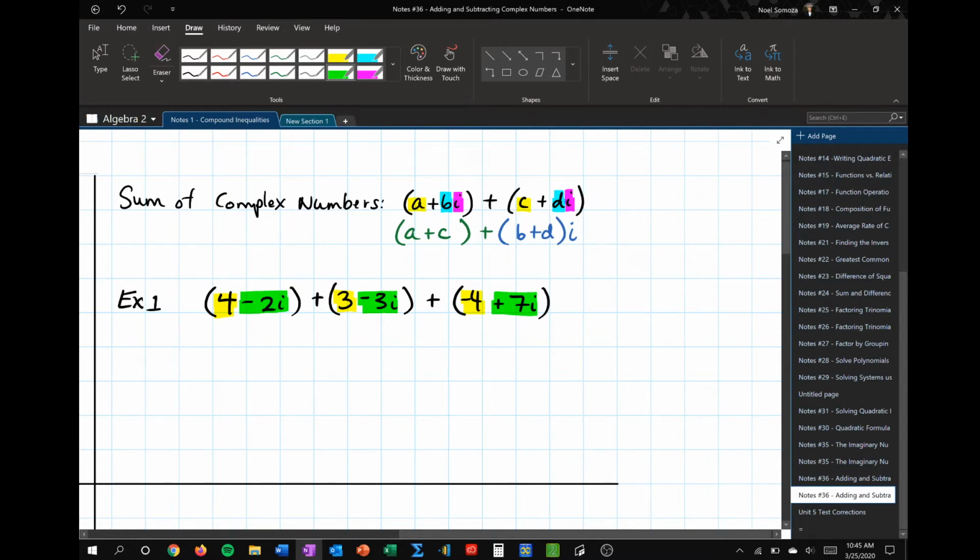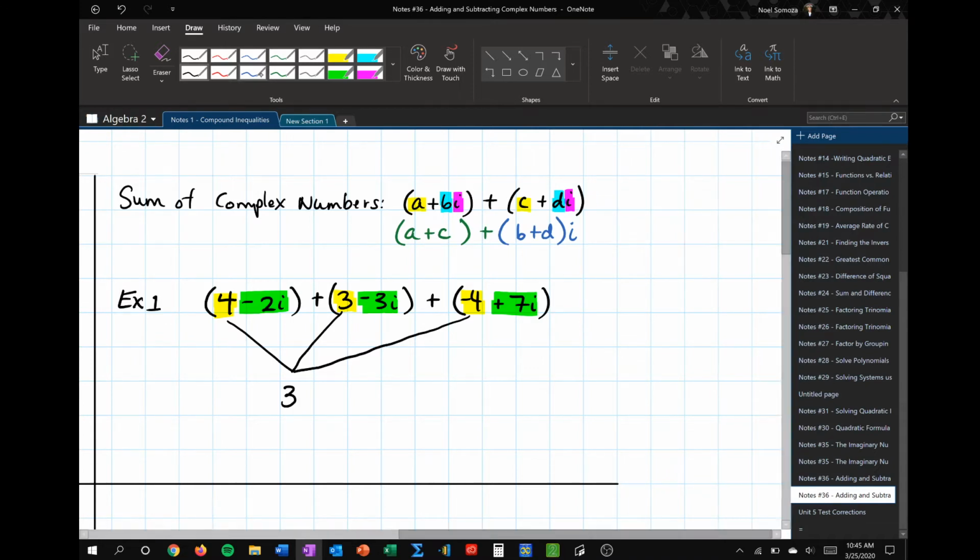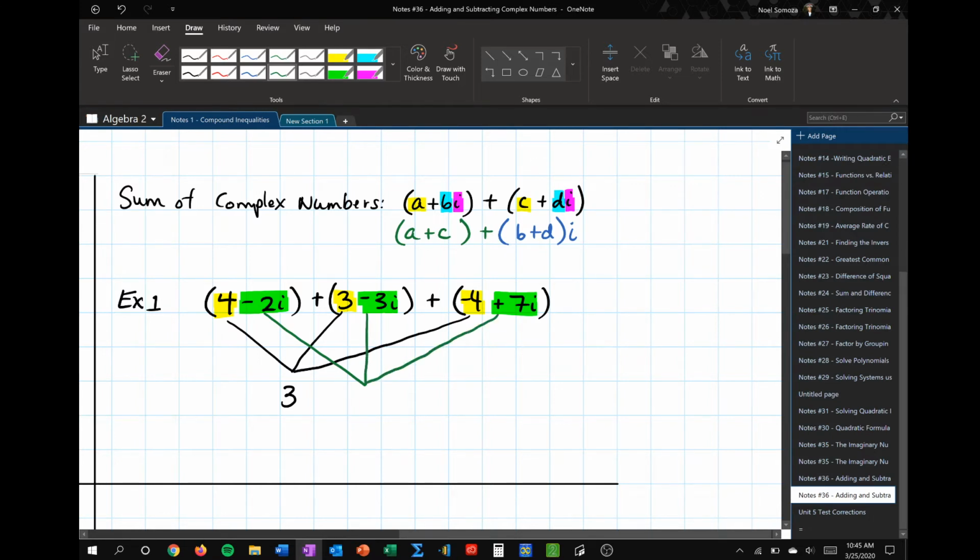So I get to combine them together. I get to simply take 4 plus 3 plus a negative 4. If I add those three real numbers together, 4 plus 3 is 7, 7 minus 4 is 3. So I get 3. The imaginary components, I can add those together as well. Negative 2 plus a negative 3 plus 7. Negative 2 plus negative 3 is negative 5, and negative 5 plus 7 goes back to positive 2i.